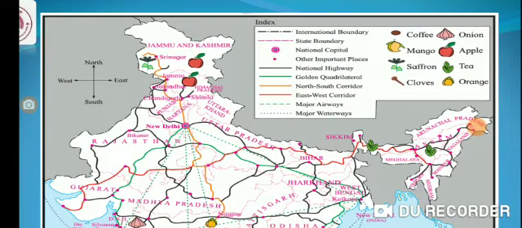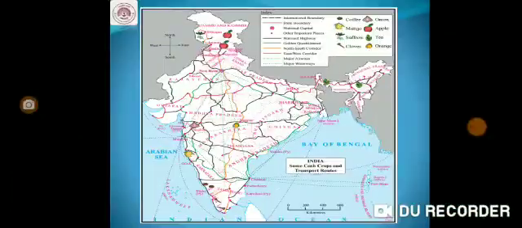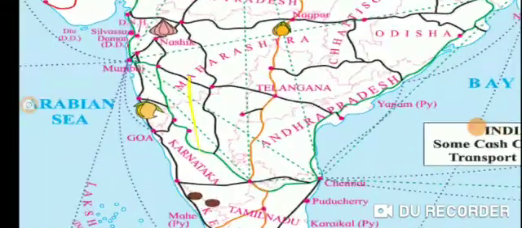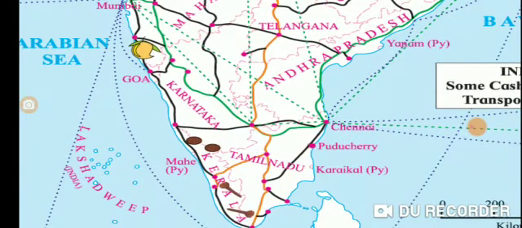Find a route to deliver coffee and mangoes to West Bengal and trace it. Now coffee is denoted by the brown dots, which is in Kerala. So the coffee, you need to get it transported to West Bengal, and you're going to trace the route. So let us enlarge the map again.